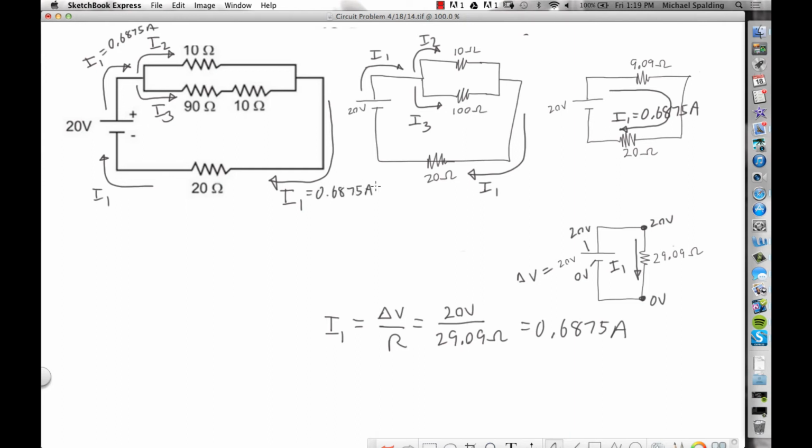Okay, next question, number three. What's the voltage across the 20? Okay, so we go to this 20 guy right here. How do we find the delta V across this guy? We go delta V equals IR. Okay, what current goes through this 20? It's I1, 0.6875 amps, right? So 0.6875 amps times the resistance, which is 20. So the voltage across that resistor is 13.75 volts.